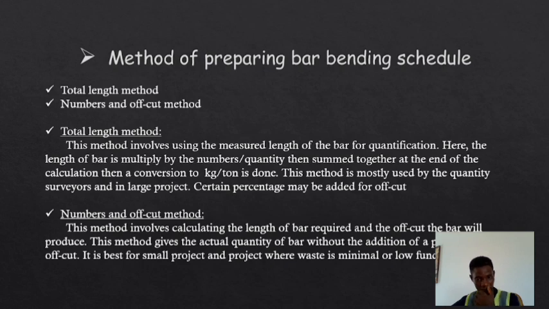So I said this method involves calculating the length of bar required and the off-cut the bar will produce. So you get the length of the reinforcement and the off-cut it is going to produce. Using this method, we are going to know the length of reinforcement we need, and the off-cut we are going to have at the end of the job. So this method gives the actual quantity of bar without the addition of a percentage for off-cut. It is best for small projects and projects where waste is minimal or low funded projects.